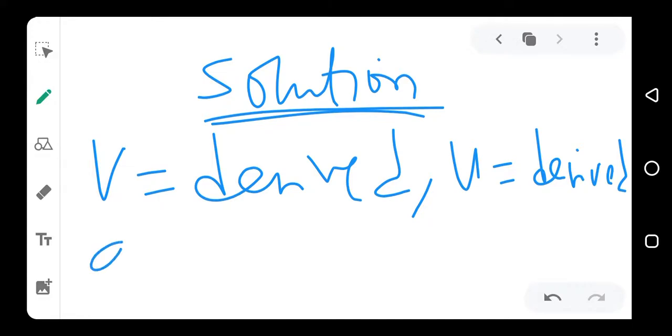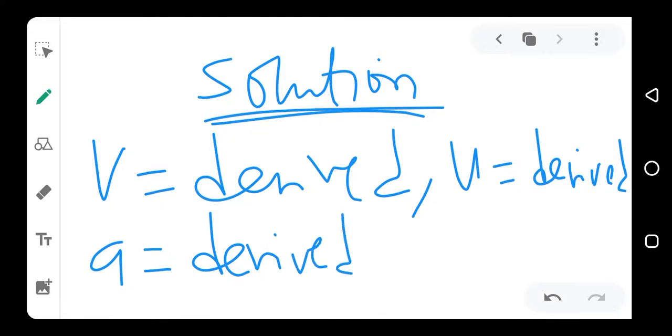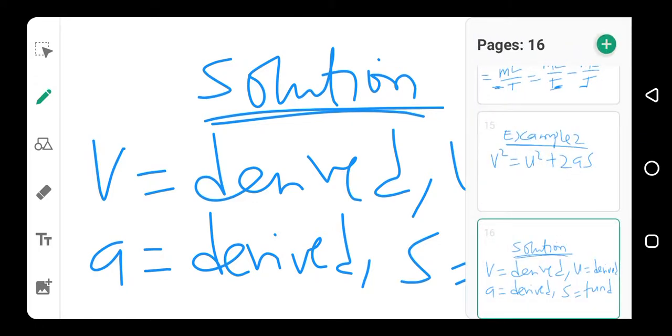A is acceleration, which is a derived quantity. And then S is distance, which is length, a fundamental quantity. Okay, so we find the dimensions of the derived quantities.